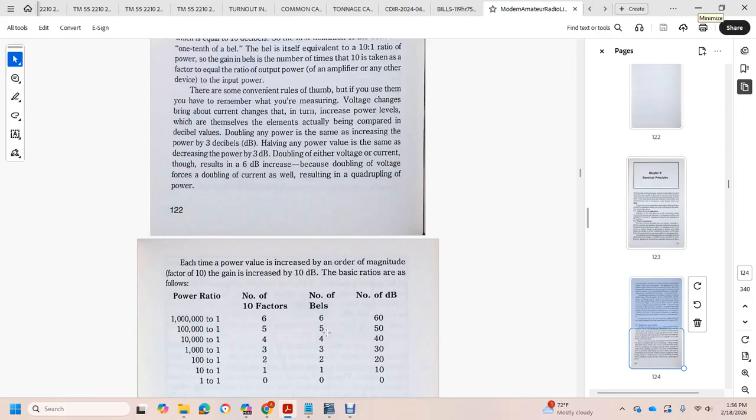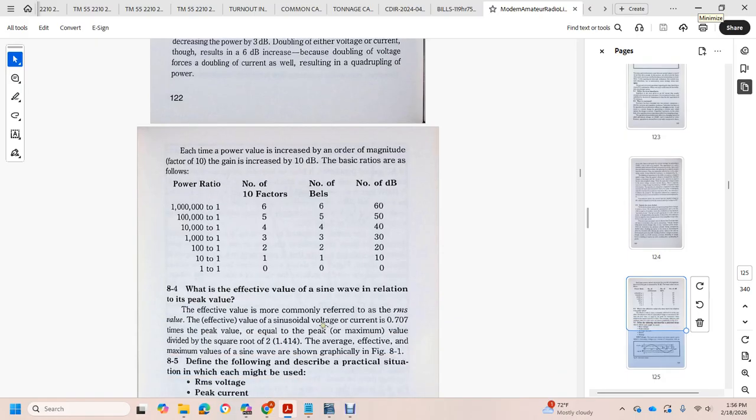Power ratio of 100,000 to 1. Number of 10 factors is 5, 5 zeros. Number of bels is 5. Number of decibels is 50. And then it goes on to 1 to 1, which would be 0 factors of 10, 0 bels, no decibels.